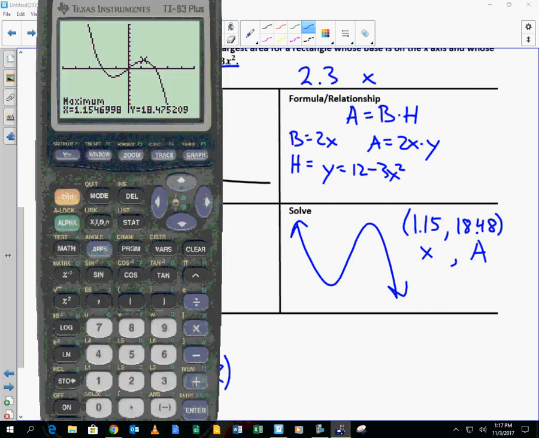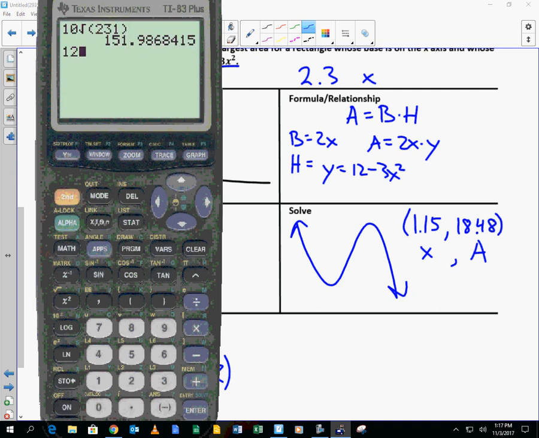That's absolutely fine, and that's a good way to check and verify your answer, right? So if I take this 1.15 and I plug it in, and I go 12 minus 3 times 1.15 squared, I get 8.03. Now, I'm going to do what Grace suggested. I'm going to take the 2.3 times the 8.03, and I hope I get a value that's close to the 18.48. Why am I off a little bit? Yeah, my rounding. But looks like we're getting what we want.